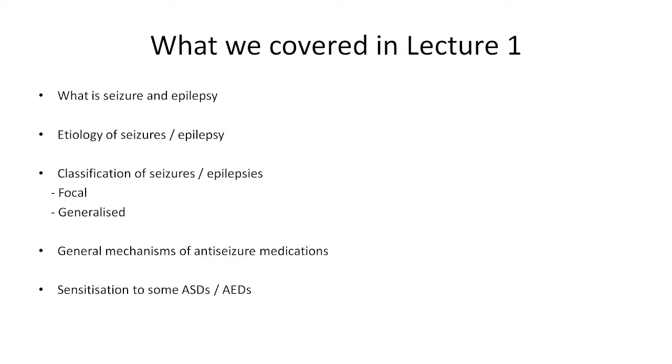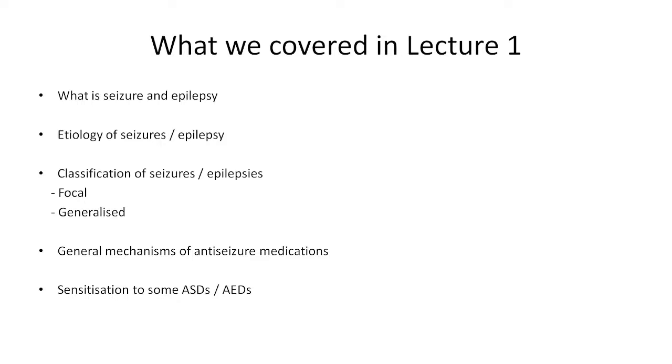We start with what we had covered in lecture 1. All right, a quick revision. What is the difference between a seizure and epilepsy? And what is epilepsy? When do we call it an epilepsy? Recurrent episodes of seizures. What is the minimum criteria for diagnosing epilepsy? How many seizures should have happened? At least two episodes of seizures.